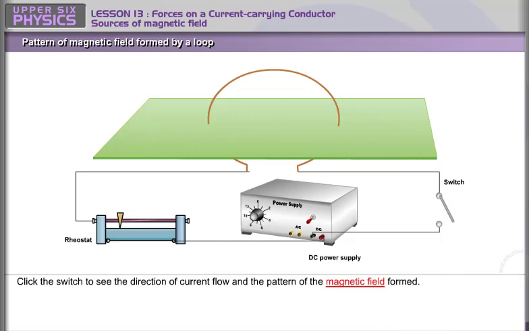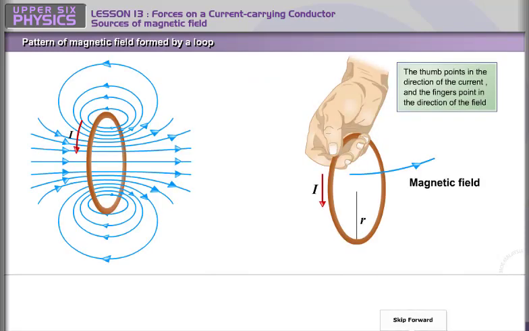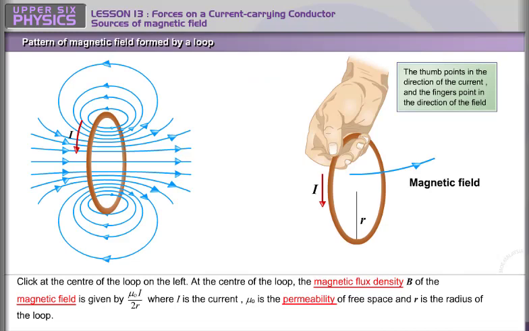Click the switch to see the direction of current flow and the pattern of the magnetic field formed. Click at the center of the loop on the left. At the center of the loop, the magnetic flux density B of the magnetic field is given by mu naught I over 2R, where I is the current, mu naught is the permeability of free space, and R is the radius of the loop.